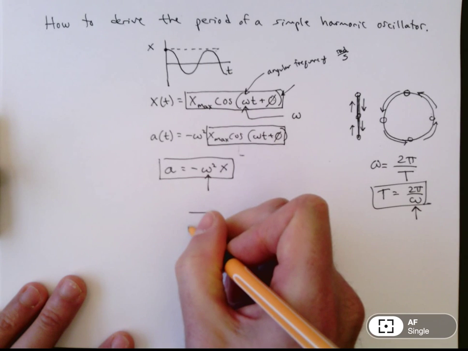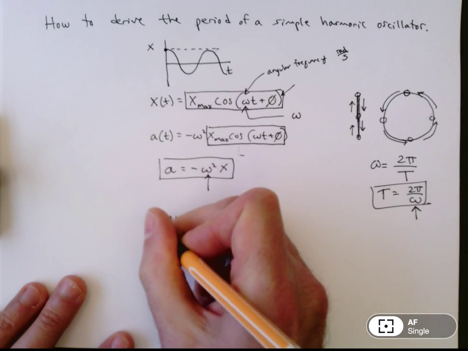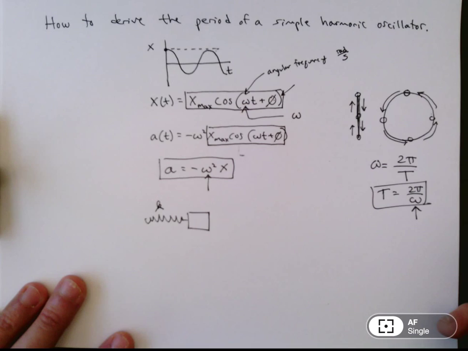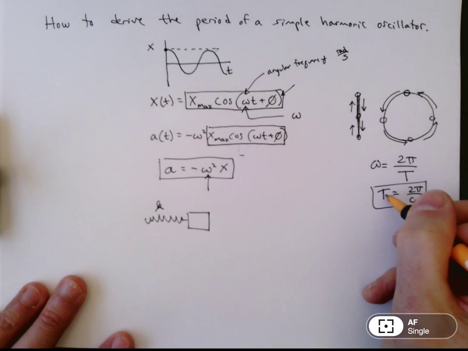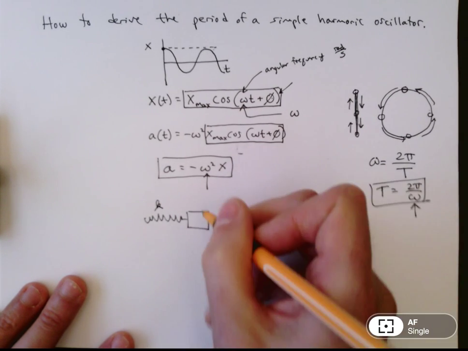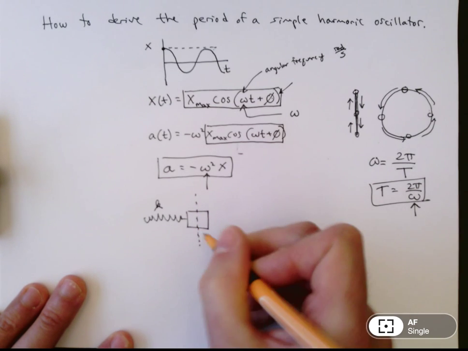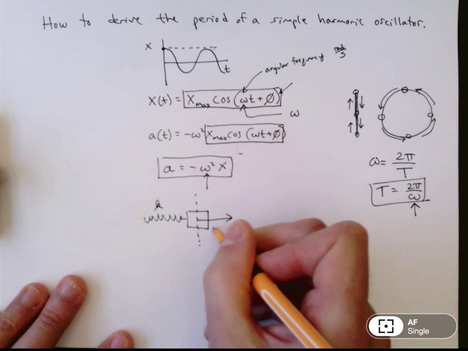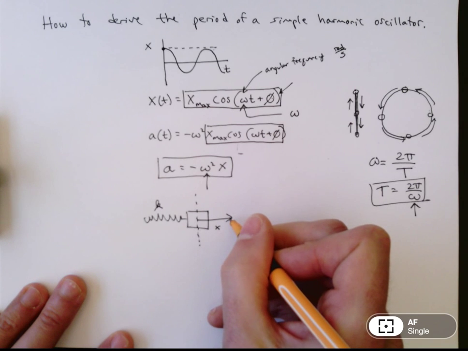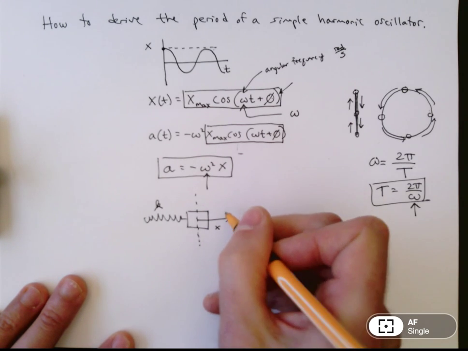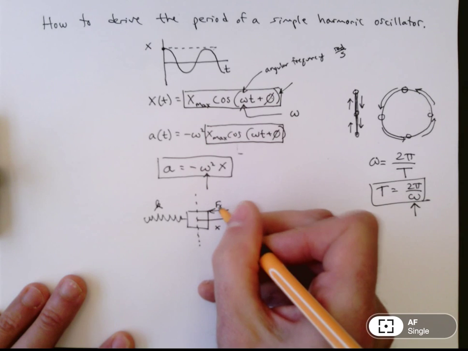So let's say we have a block that's on a spring whose spring constant is k. Let's figure out the period of this situation. Let's say this is equilibrium here, and we stretch it out. We move it an x in that direction. What's going to happen is the spring force is going to try to pull it back that way.